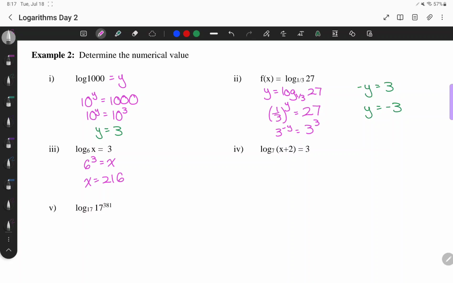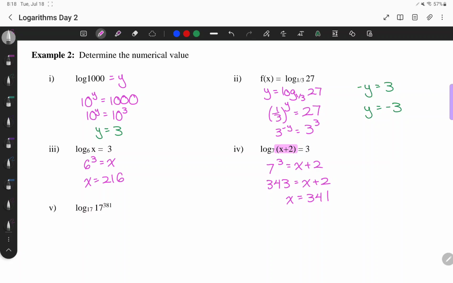We can do something similar and have a little more inside the log. Notice this bracket. That tells us that entire thing is part of the log. So rewriting this, we would have 7 to the power of 3 is equal to x plus 2. And we would just rearrange to solve for x. So 343 is equal to x plus 2, or x is equal to 341.